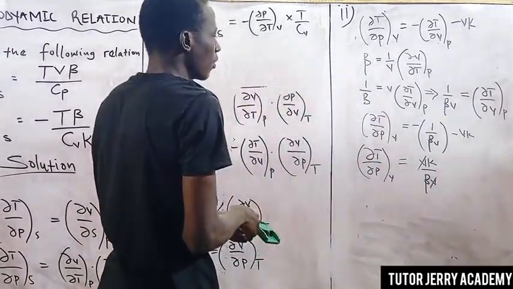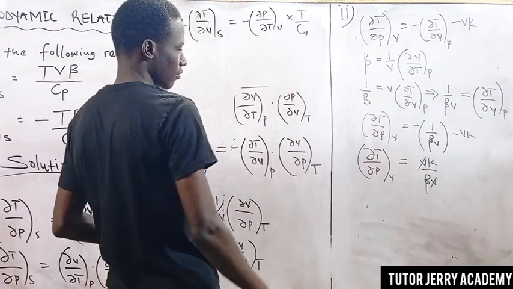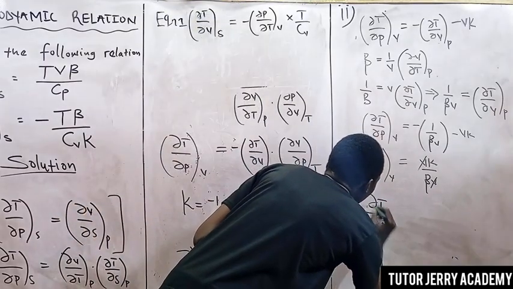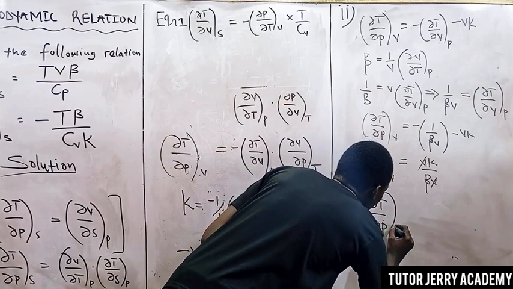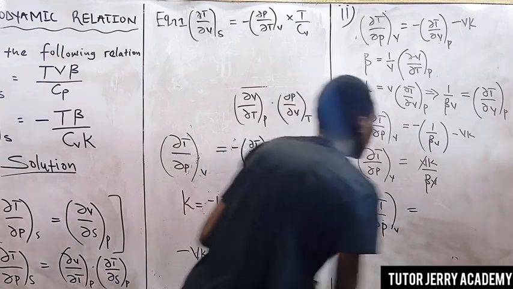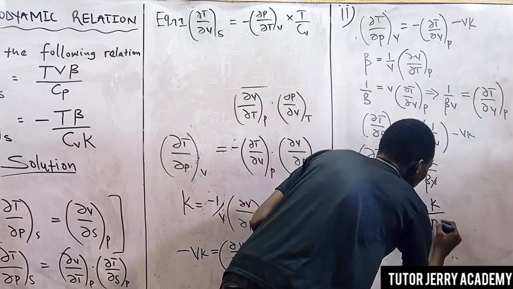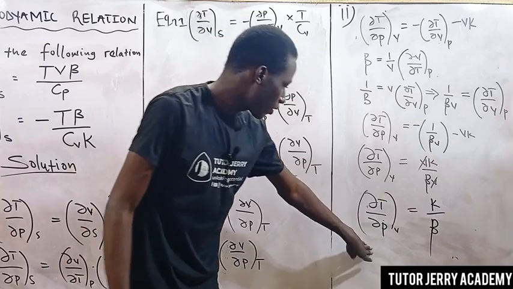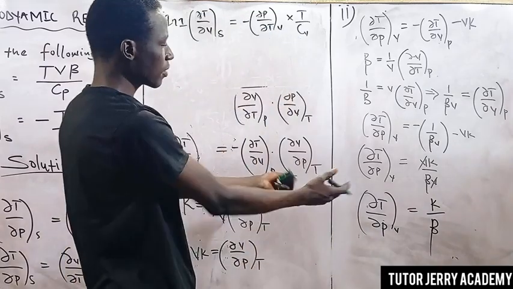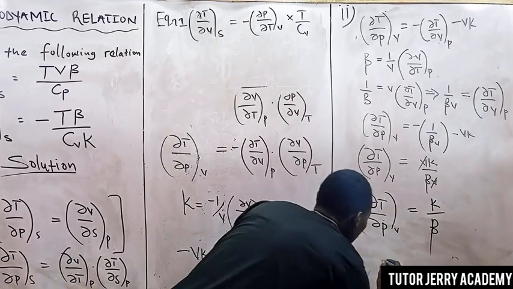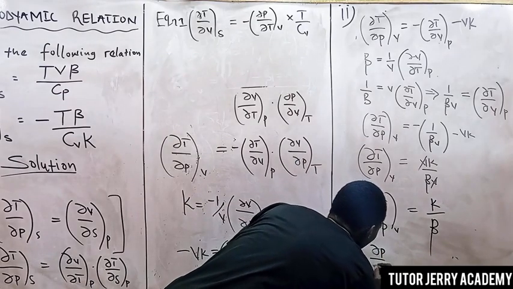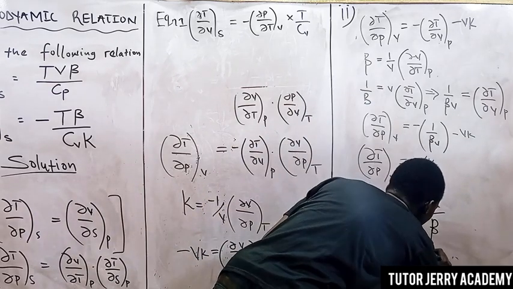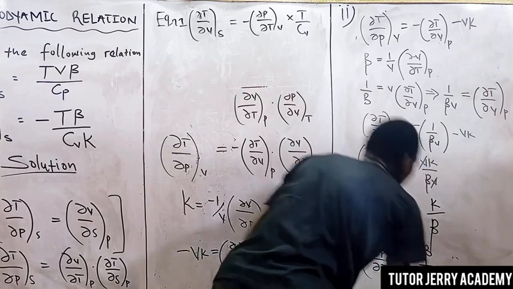Now from here, of course, I can clean up the equation. I've divided both sides by v. Of course, you can see that v has cancelled. So I have the partial derivative of t all over the partial derivative of p, keeping v constant, is equal to k all over beta. This is what I have. Now I can take the inverse of this equation. If I take the inverse, I will have the partial derivative of p all over the partial derivative of t, keeping v constant, equal to beta all over k. This is what I have.